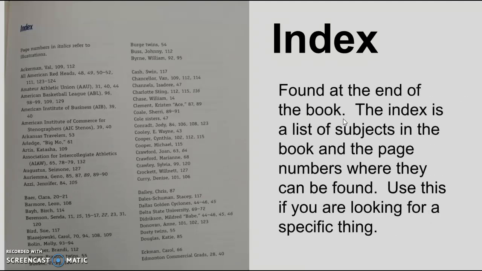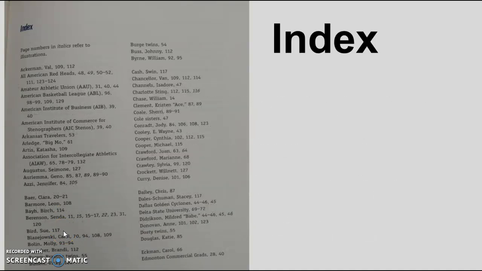Then after that is usually the index. So the index is found at the end of the book, and the index is a list of subjects in the book and the page numbers where they can be found. If you're looking specifically for a thing, so if I wanted to find out where Sue Bird was in that book, I can look in the index and I can see her right here, and I need to go to page 117. So that is the index.